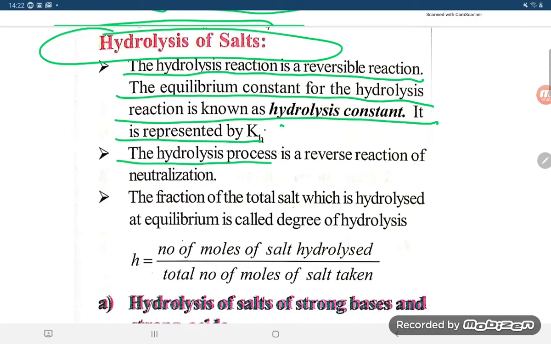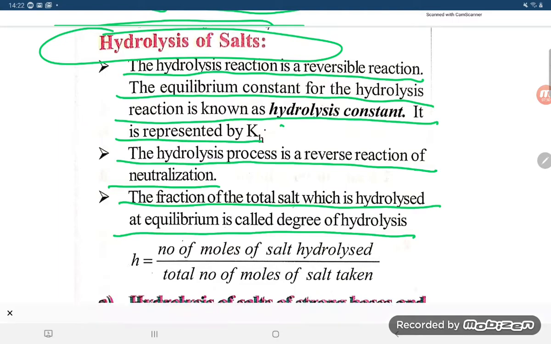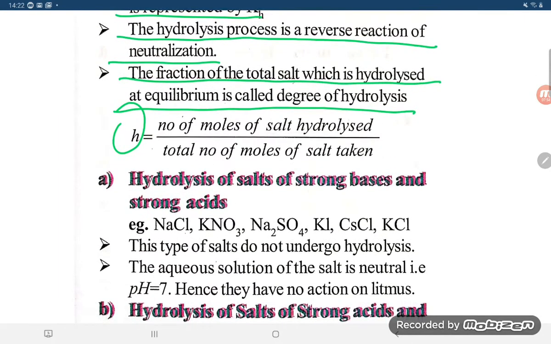The hydrolysis process is the reverse reaction of the neutralization. The fraction of the total salt which is hydrolyzed at equilibrium is called degree of hydrolysis. So h is equal to number of moles of salt hydrolyzed upon total number of moles of salt taken.